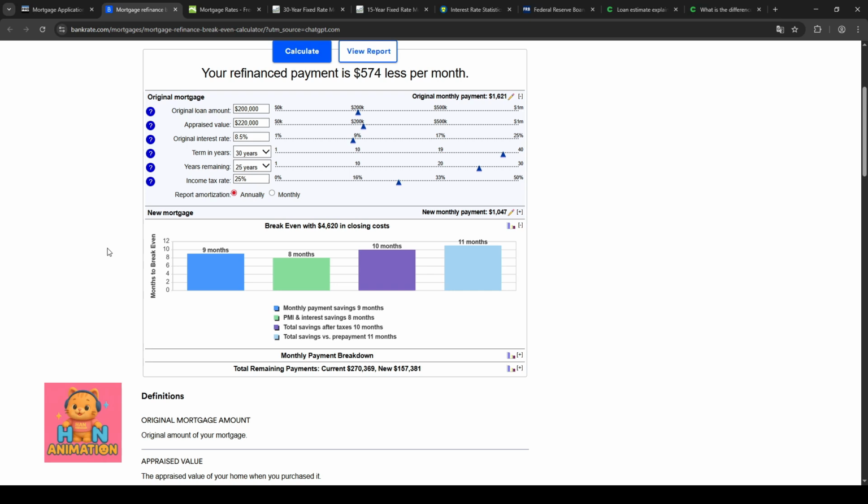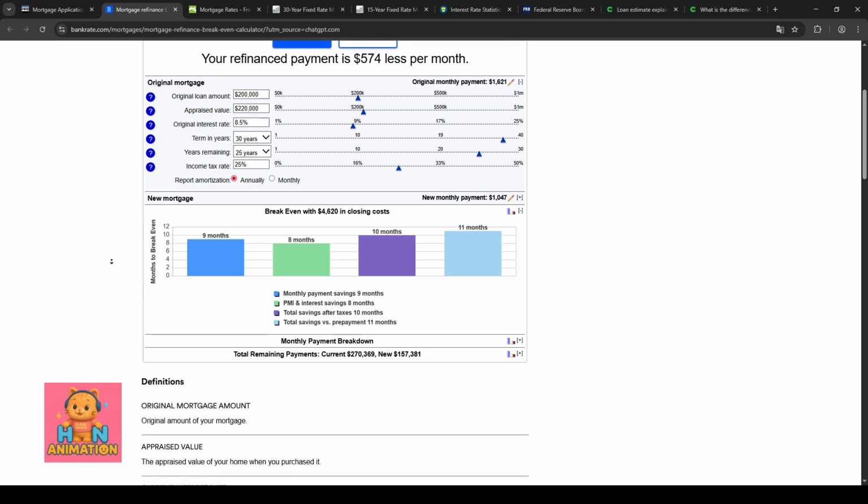To do the math, you need 5 inputs. Your current loan balance, your current interest rate, your remaining term in months, the new rate and term you are offered, and your total refinance cost, including points and any prepaid items that are not true costs.